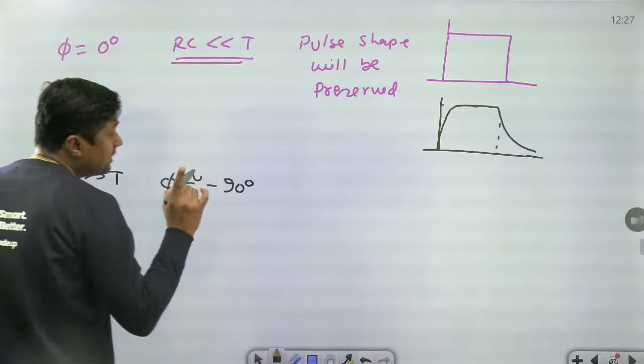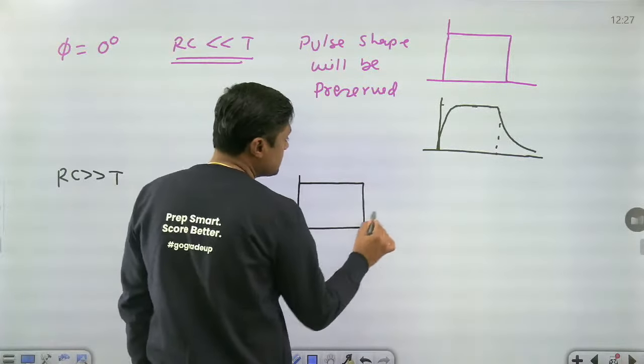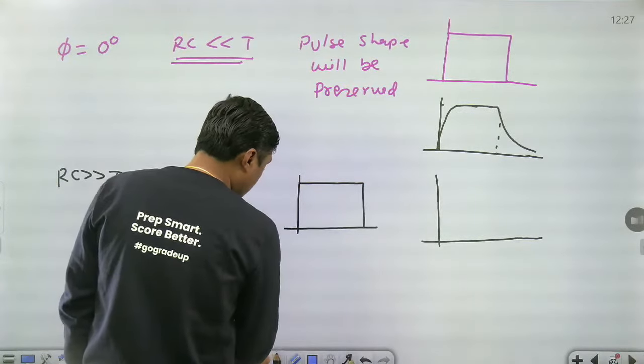Then there will be an integration. If suppose we are giving the signal like this, then what will be the output?